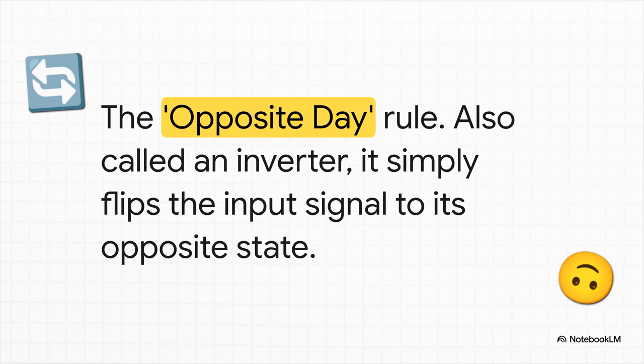And last but not least for our basic trio, we have the simplest of the bunch, the NOT gate. This one is just opposite day. That's its whole deal. It's also called an inverter because whatever you put in, it gives you the exact opposite back out. It's super simple, just one input, one output.